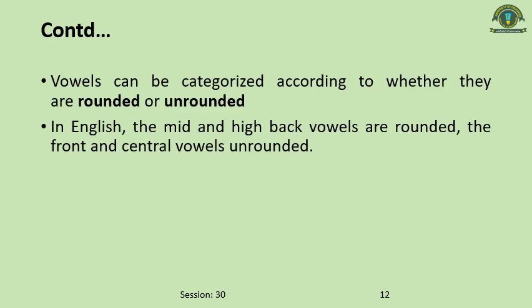The mid and high back vowels are rounded, whereas the front and central vowels are unrounded. For example, the central vowel is in about, against, father, mother, sister, particular. Is it rounded? No, it's not rounded. So you must remember this rule, that in the English language the mid and high back vowels are rounded, whereas the front and central vowels are unrounded. Is it clear?